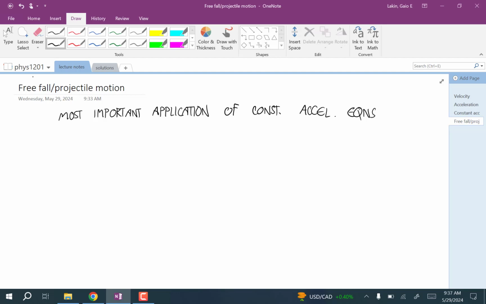someone just turns their hand over and drops it and it's falling down, or we're talking about throwing something up into the air and it goes up first and then comes down. We treat all those things the same. So what does it mean for something to be in free fall or projectile motion? There are two requirements.